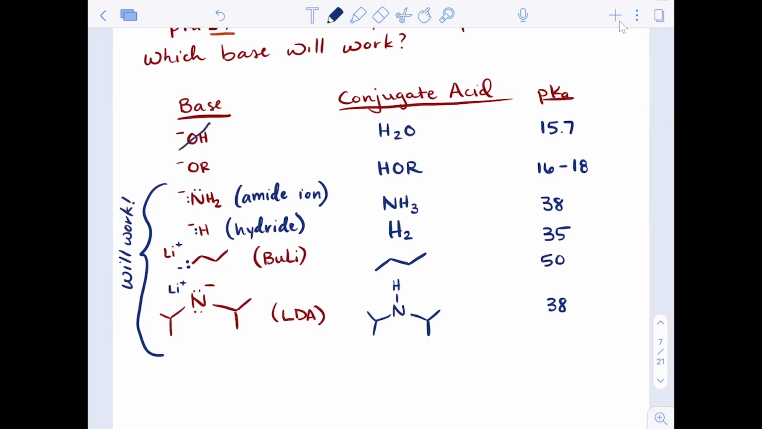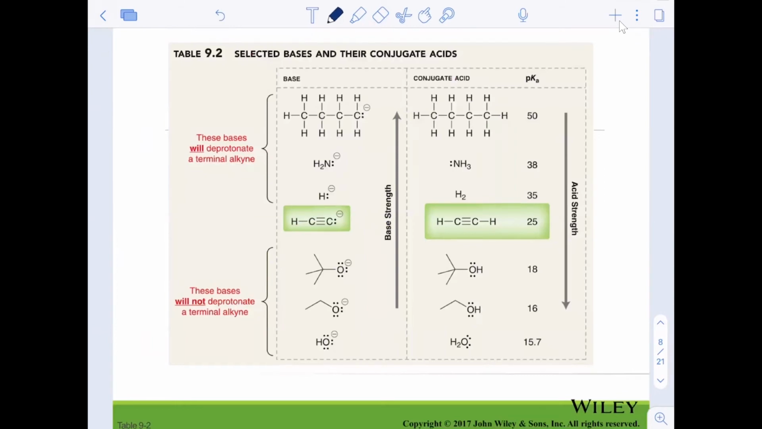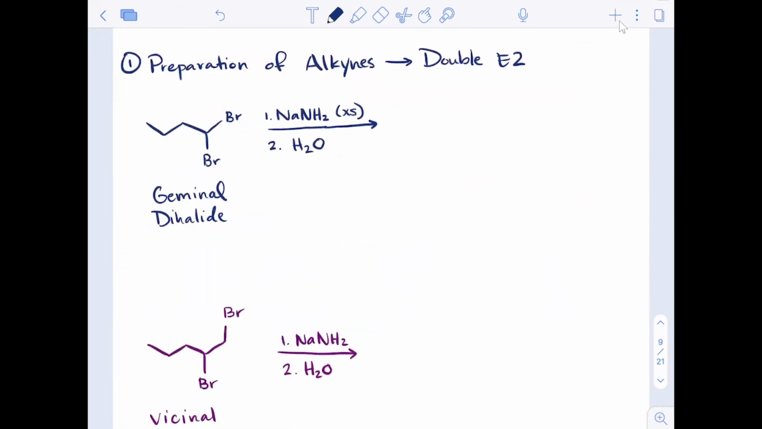Our bases of hydroxide or any oxygen minus will not work because they are not reactive enough. So this chart in our textbook is a good representation of what will deprotonate that terminal alkyne. H minuses, N minuses, and C minuses will all be able to deprotonate that alkyne. The oxygen minuses will not be able to deprotonate.